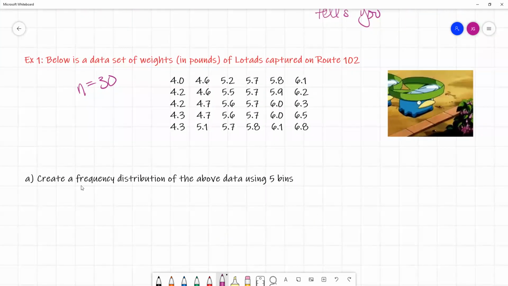Okay, we're going to want to create a frequency distribution of the above data using 5 bins, okay? So just like with a bar graph, the first thing we do, in order to make the histogram, we need to make a frequency distribution, okay? And before we can make that, we have to determine the bins, because on the left side of our frequency distribution, instead of the category, we're going to have those number ranges, those bins, okay?